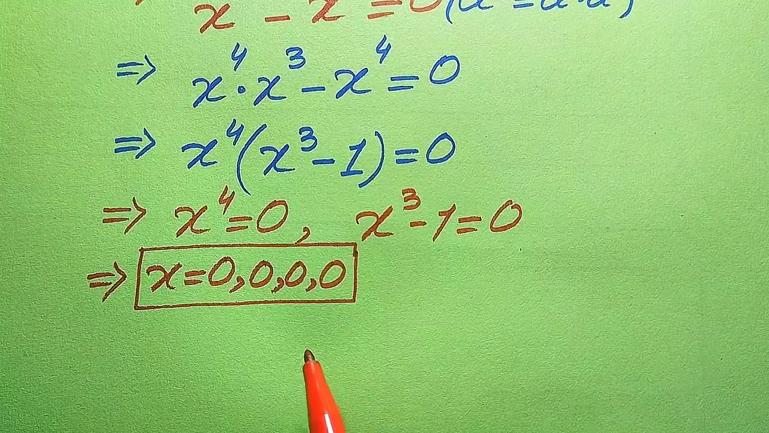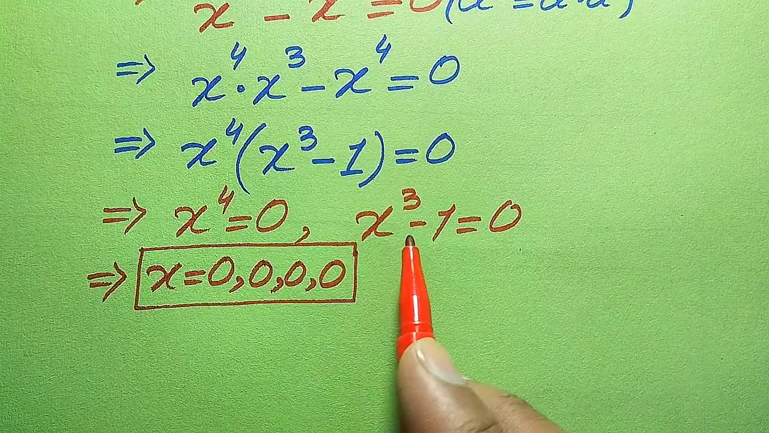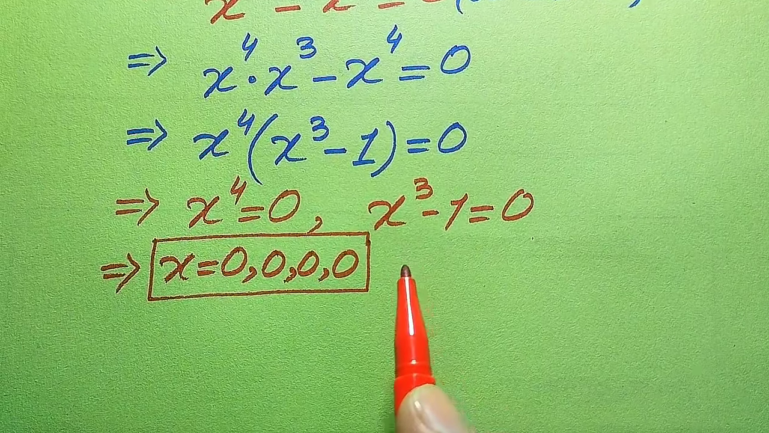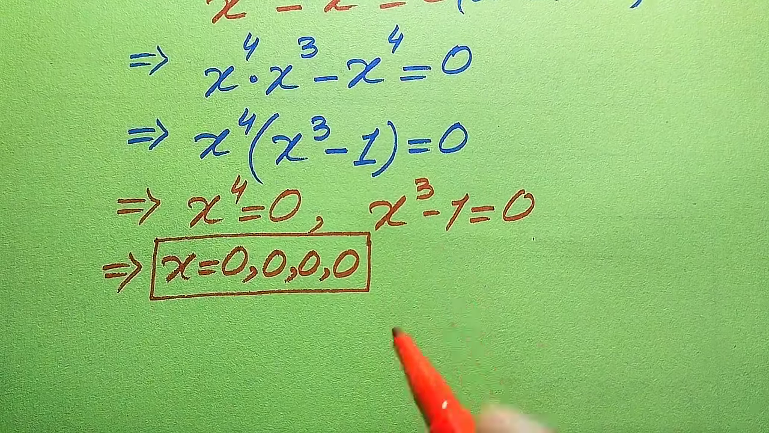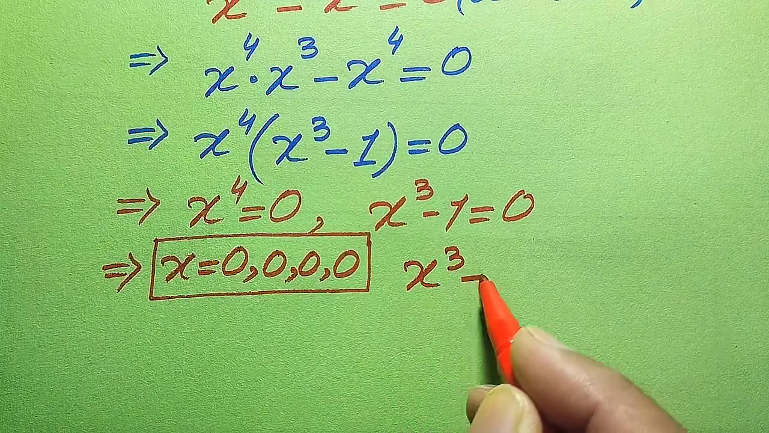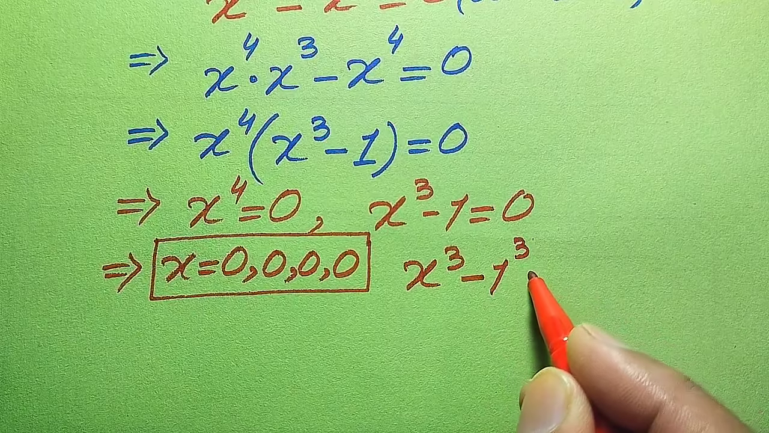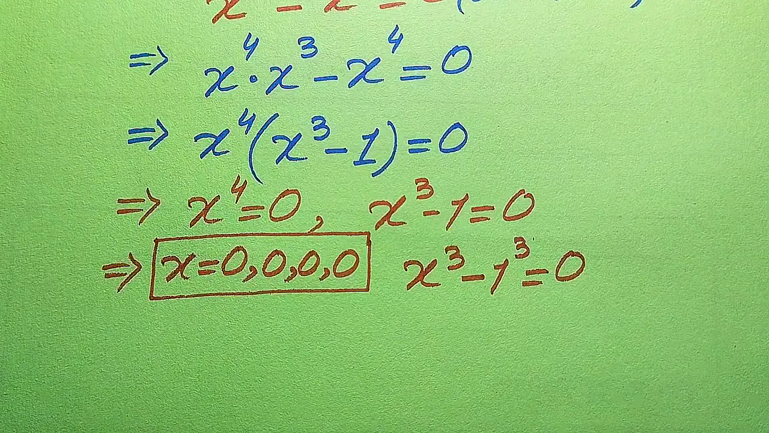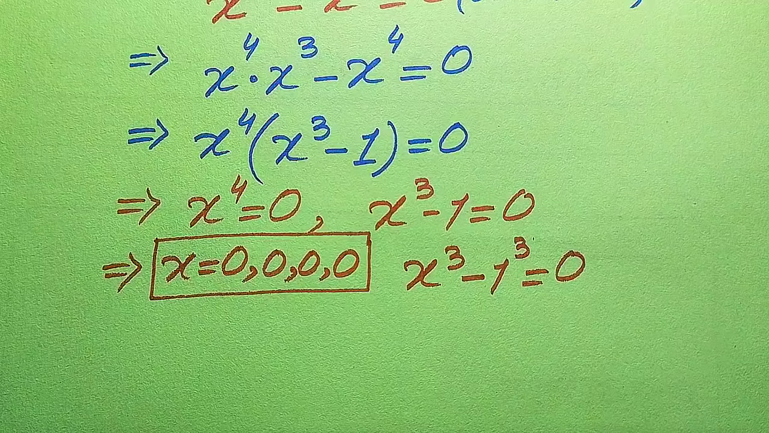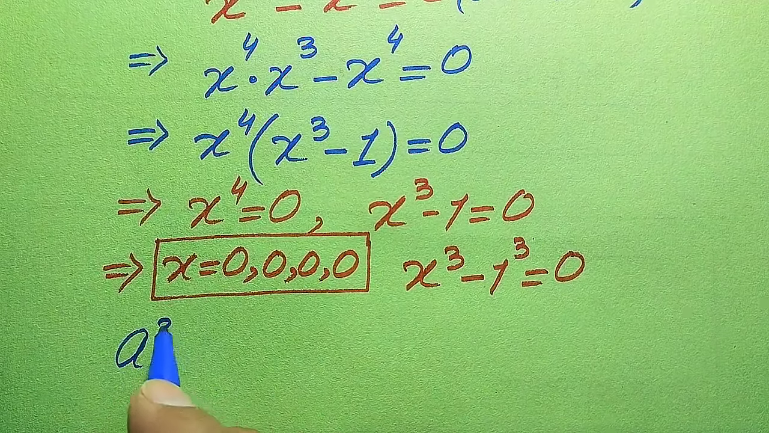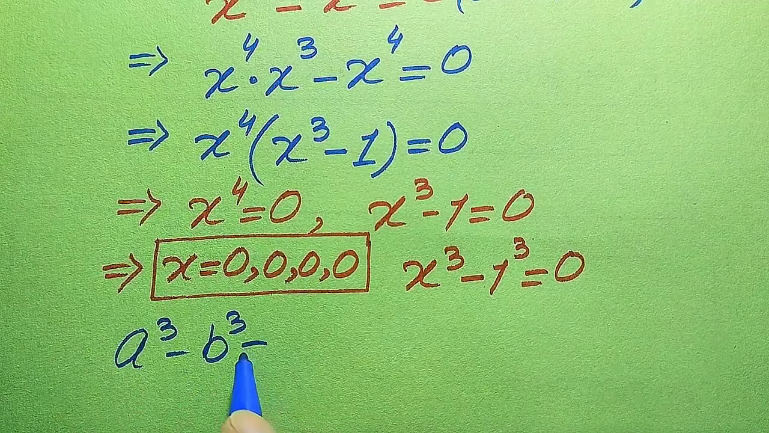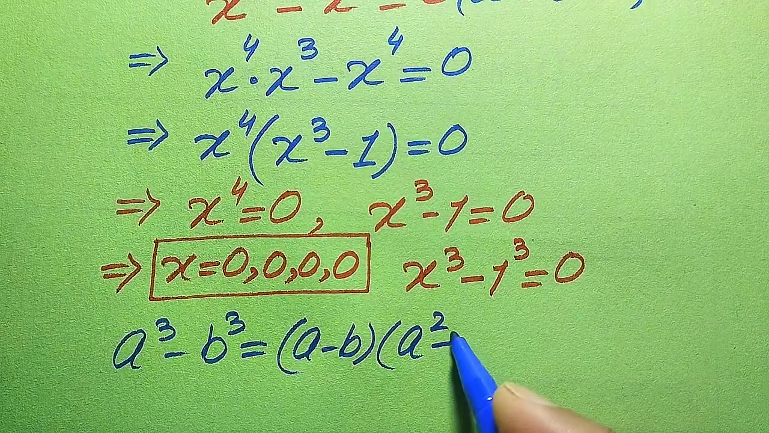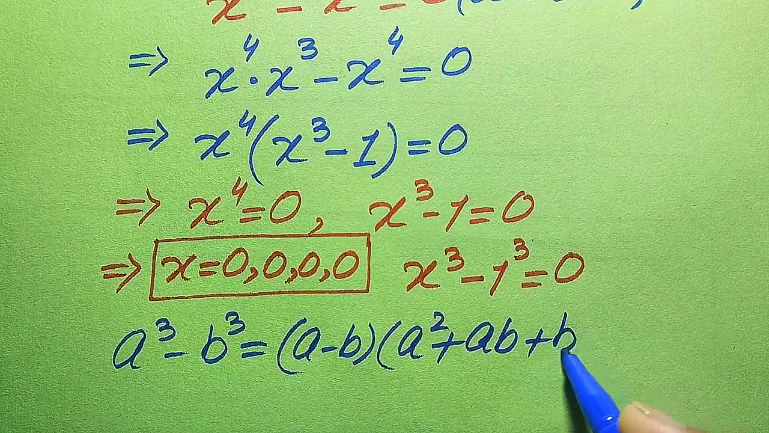And now here we need to get the remaining 3 roots, and the remaining 3 roots we get here from this cubic equation. And you see here that this is a cubic equation, and we rewrite this equation as x cubed minus we write this 1 as 1 cubed, and this whole equation is equal to 0. And here we use the nice cubic formula. You know about that. If we have a cubed minus b cubed is equal to a minus b times of a square plus ab plus b square.